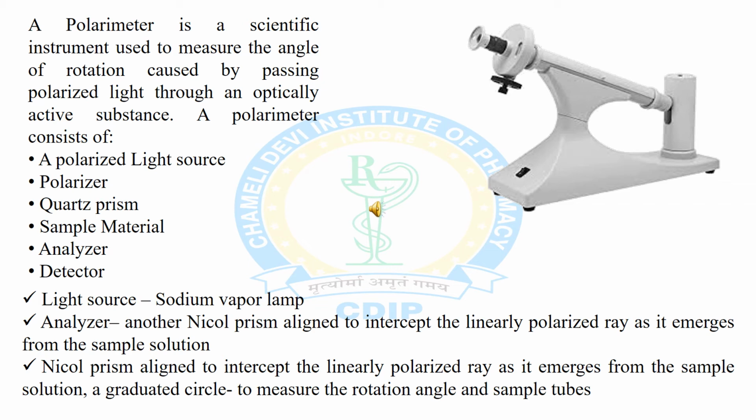The polarimeter consists of various parts like a polarized light source, polarizer, quartz prism, sample material, analyzer and detector. The light source can be a sodium vapor lamp. A Nicol prism can also be used as an analyzer, aligned to intercept the linearly polarized ray as it passes from the sample solution to measure the angle of rotation, along with the sample tubes.